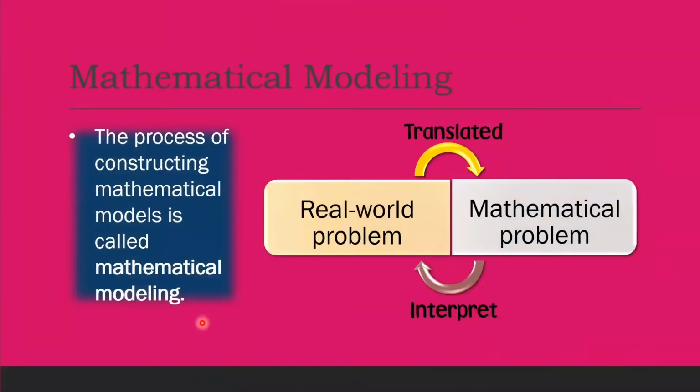In this chapter, you will be introduced to the process of constructing a mathematical model, which is called mathematical modeling. In mathematical modeling, a real-world problem is translated into a mathematical problem. We then solve the mathematical problem and interpret its solution in terms of the real-world problem.